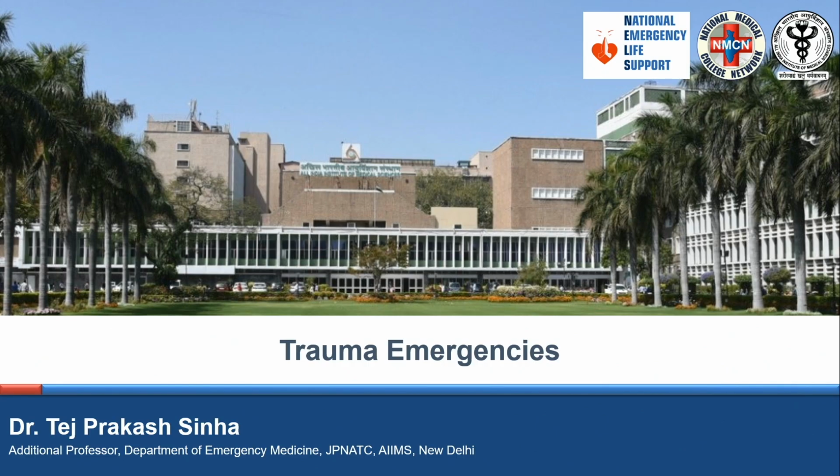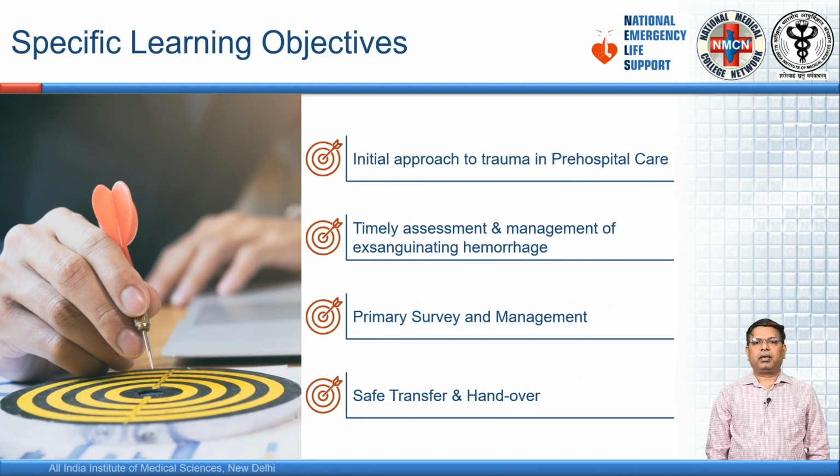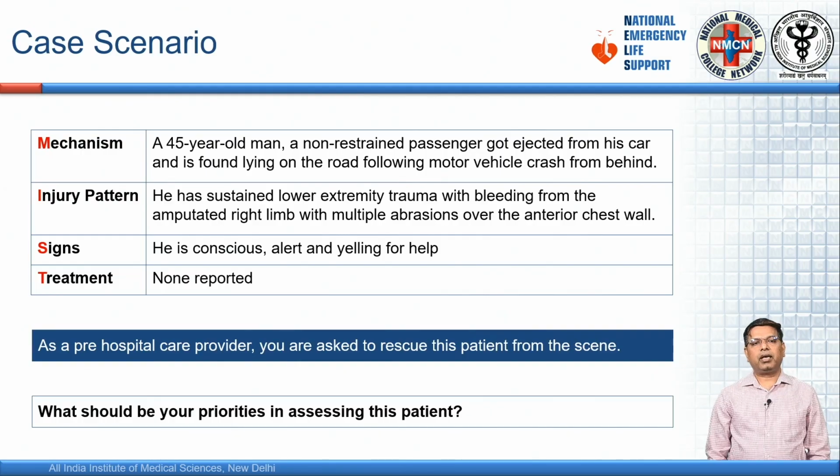In this particular talk, we are going to discuss traumatic emergencies, or emergencies with trauma. We will try to understand how we approach these trauma patients once we meet them, how we assess and manage exsanguinating, or life-threatening, hemorrhage in a timely manner. What is the primary survey, how to do it, and what kind of management we will take while doing this primary survey. And finally, caring en route, so safe transfer and proper handing over to the hospital wherever we are taking these patients. So let's have a case scenario.